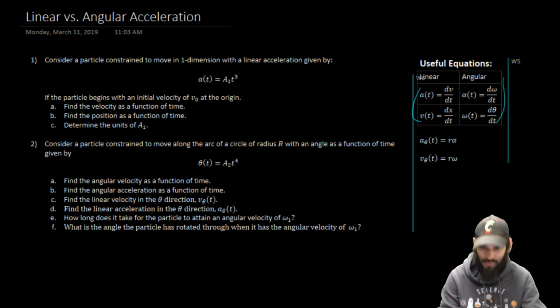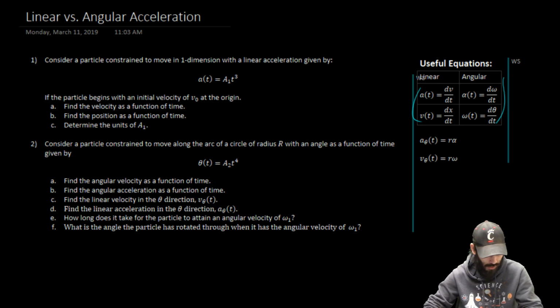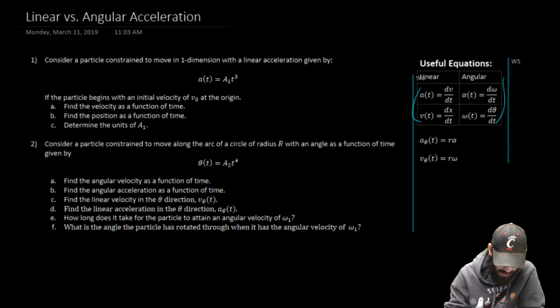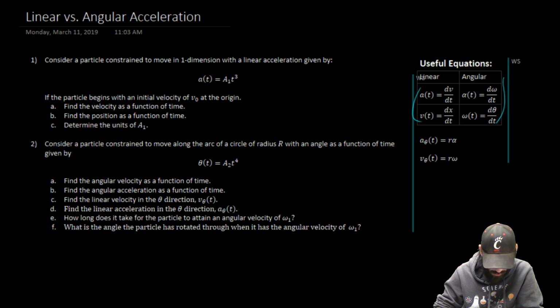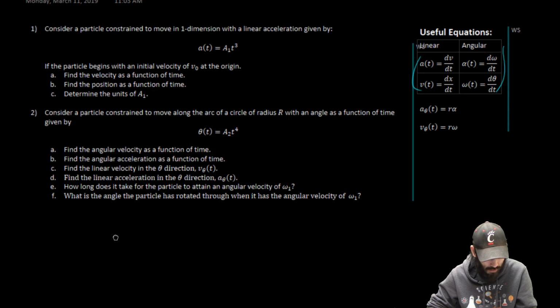And so when we're going through this, we're going to see that really the way that we do the calculations is essentially the same. So let's first start with the first problem. This one says, consider a particle constrained to move in one dimension with a linear acceleration given by a of t is equal to a1 t cubed. The particle begins with initial velocity of v0 at the origin. We want to first find the velocity as a function of time for this particle.